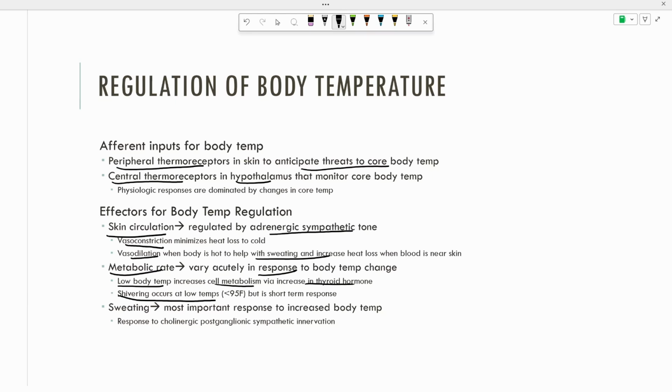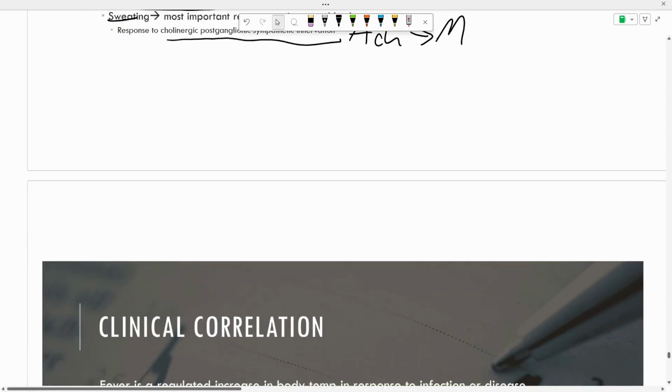And obviously sweating is a very big response. That's cholinergic post-ganglionic sympathetic innervation. Remember, this is ACh to the muscarinic receptor. This is the only one for sympathetic that is ACh, your sweat glands. Everything else is epinephrine, norepinephrine.